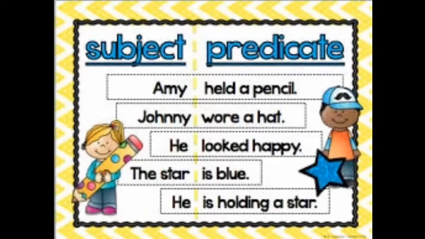More examples. Amy held a pencil. Johnny wore a hat. He looked happy. The star is blue. He is holding a star. We have the subject on the left-hand side and the predicate on the right-hand side.